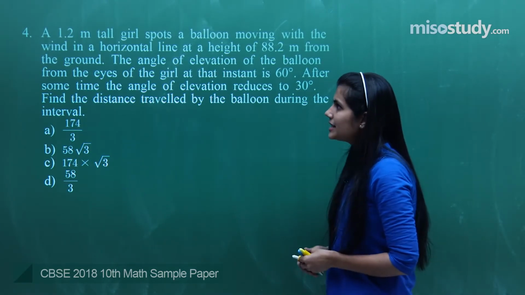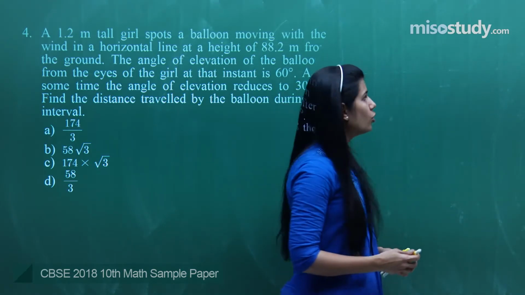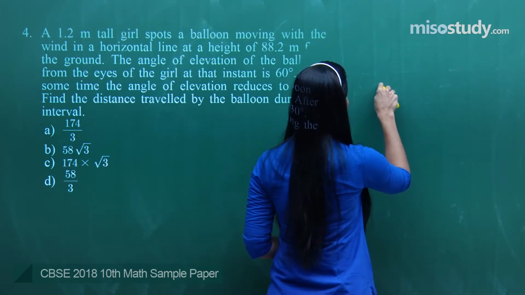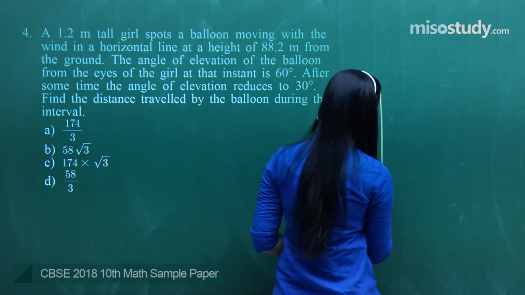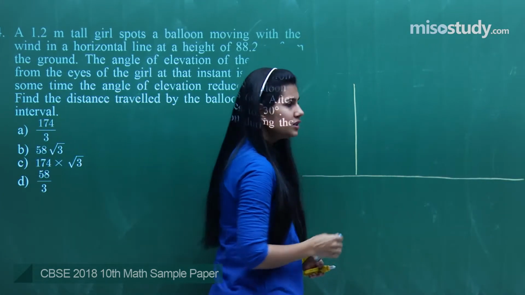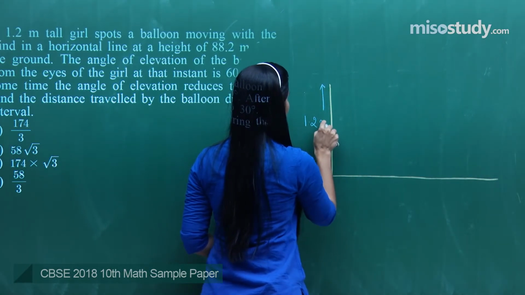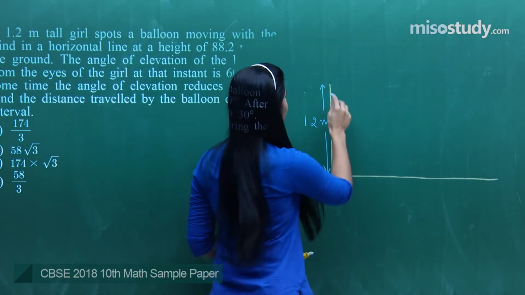This question says there is a 1.2 meters tall girl. Okay, so let's see. There is a girl. This is the ground. She's standing on the ground. The height of the girl is 1.2 meters.